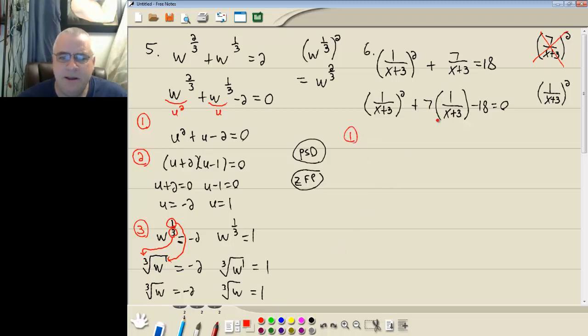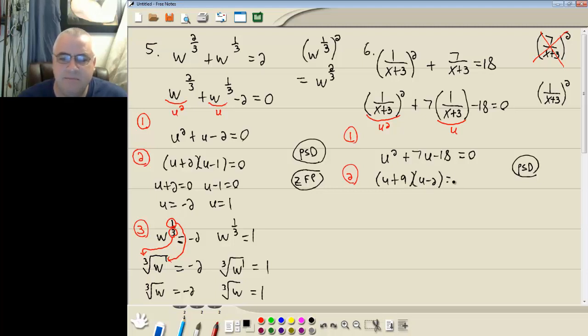Okay, first step. Let the middle part, whatever it looks like, be u, and the first part be u squared. So this now becomes u squared plus 7u minus 18 equal to 0. Step 2. Solve for u. This is the PSD. And it seems like I factored this in this manner on an earlier problem. Maybe not. Memory's no good.